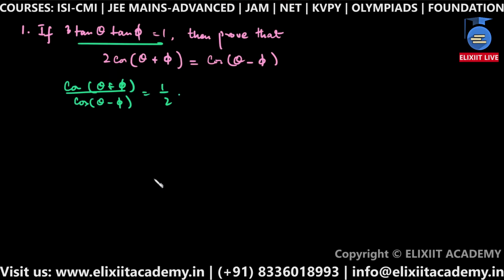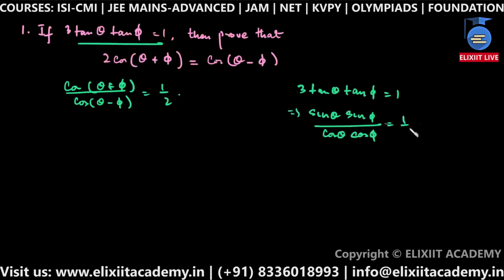You know this value, and now you can expand this. Since you have tan theta and tan phi over here, we can also break the tan theta and tan phi. We have 3 tan theta tan phi equal to 1, so we can simply break this as sine theta, sine phi upon cos theta, cos phi. On the right hand side, we simply bring this as 1 by 3.